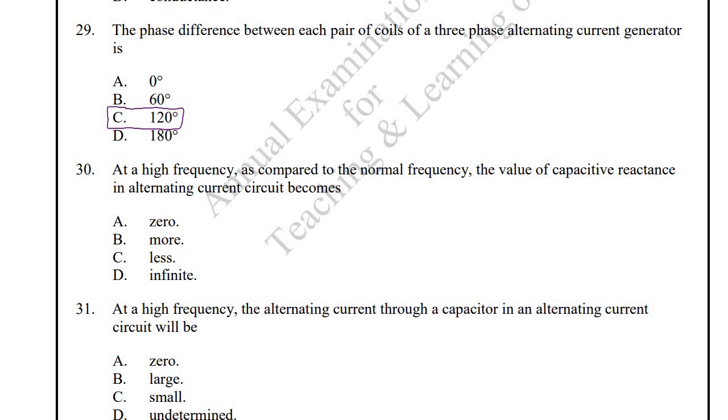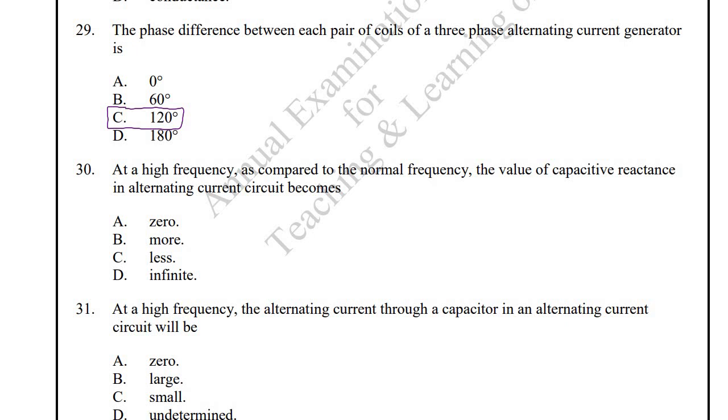So the EMF formed at each coil is at the angle of 120 degrees. तीनों आर्मेचर में जो ईएमएफ फॉर्म होता है उन तमाम के दरमियान जो फेज डिफरेंस फॉर्म होगा, it will be equal to 120 degrees. So option C is the right answer. Let's come to question number 30.